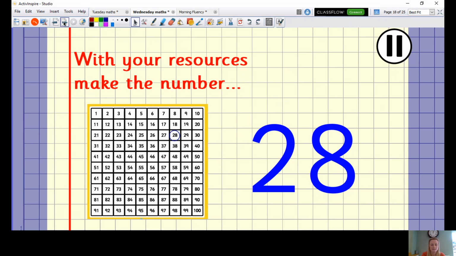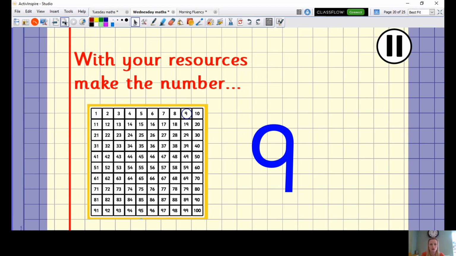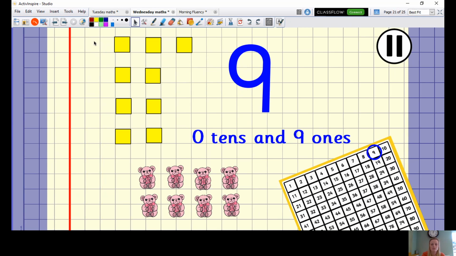Then the number 28, press pause and have a go. So 10, 20, 21, 22, 23, 24, 25, 26, 27, 28. 2 10s and 8 ones. See if you can do 9. How many 10s does 9 have? That one was a trick. Of course, there are no 10s in 9. So there are 0 10s and 9 ones.